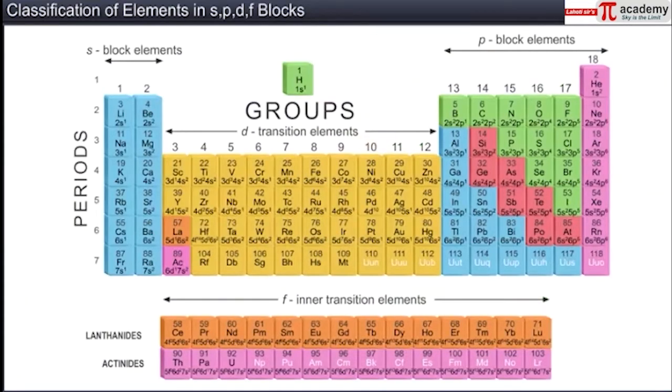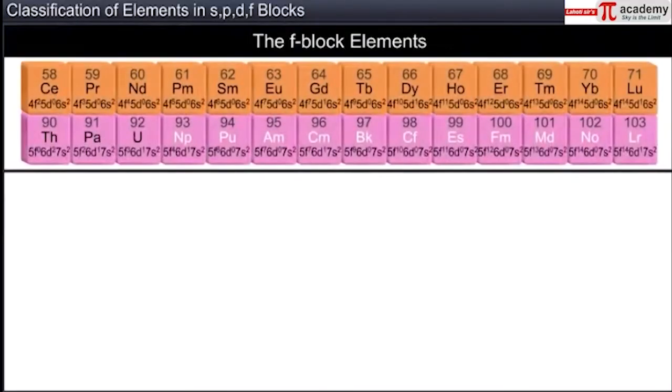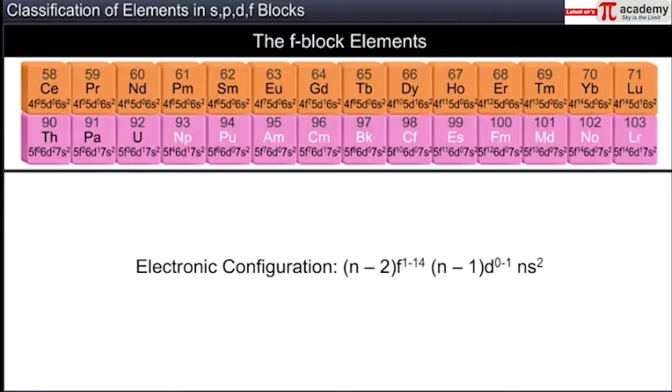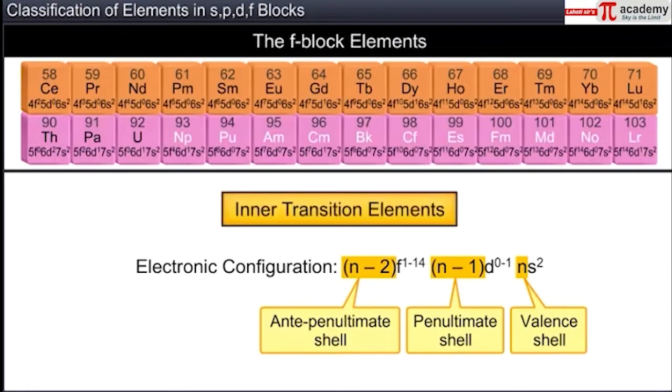At the bottom of the long form of periodic table, there are two rows of elements that belong to the F block. These elements have their last electron entering the F orbitals and exhibit an outer electronic configuration of (n-2)f1 to 14 (n-1)d0 to 1 ns2. Since F orbitals are present in the antepenultimate shell, or the shell inner to the penultimate shell, these elements are also called inner transition elements.